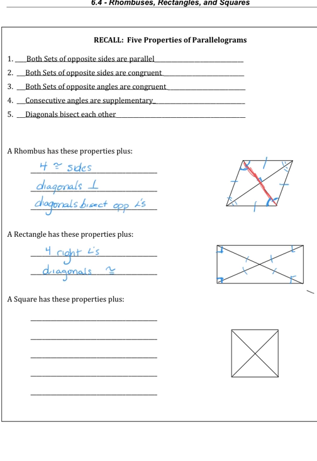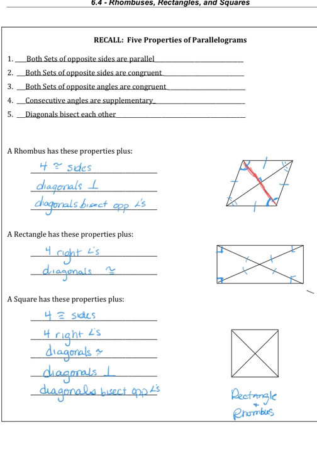All right, now the square is extra special. So it has the original 5 properties plus all of the rhombus properties plus all of the rectangle properties, because a square is both a rectangle and a rhombus. So it's both a rectangle and a rhombus. So it gets all of the properties.